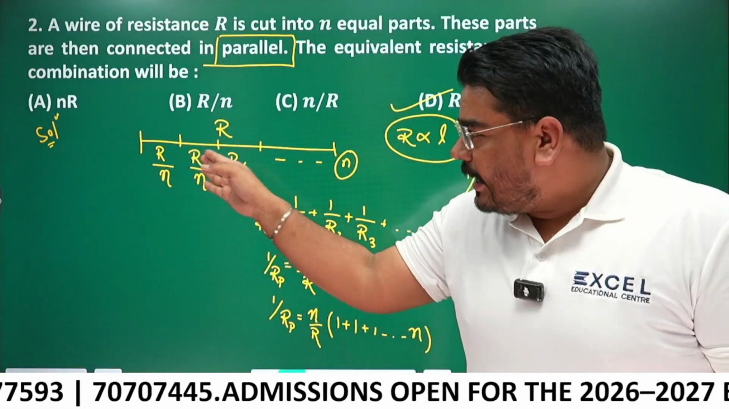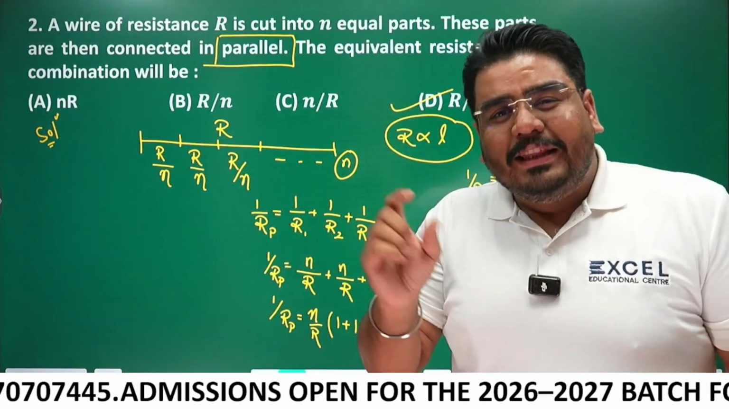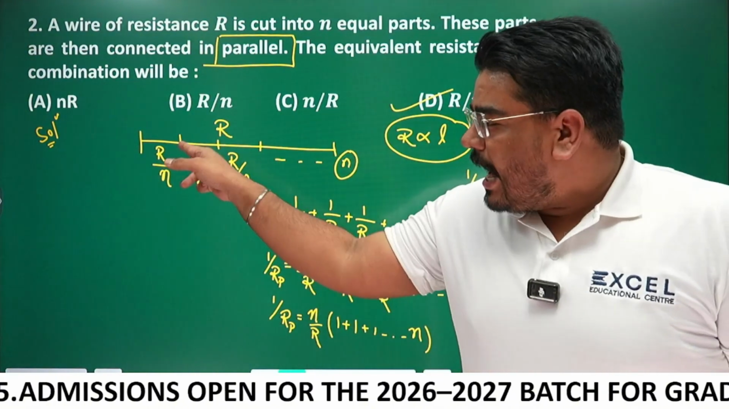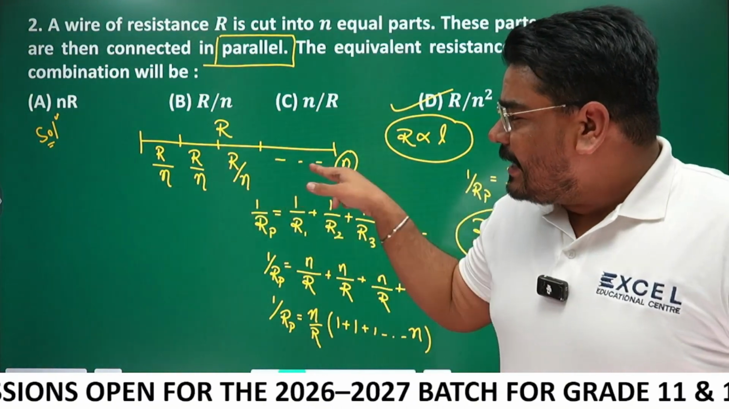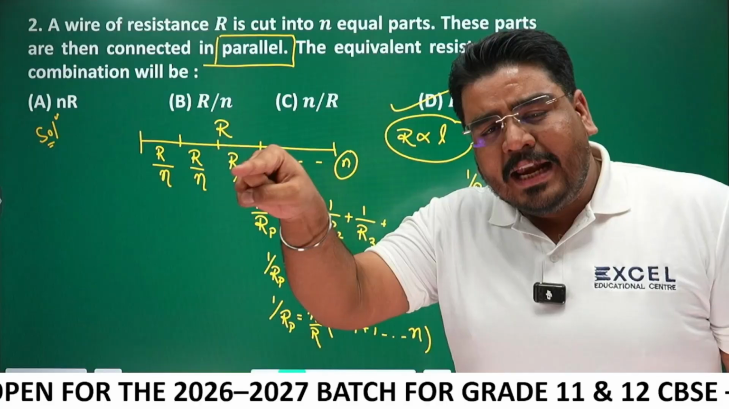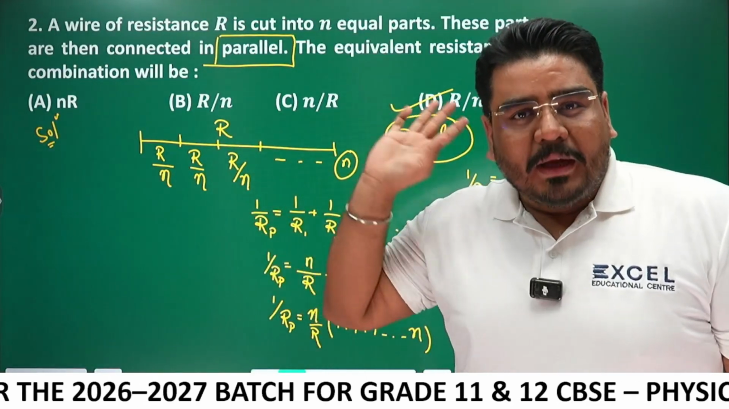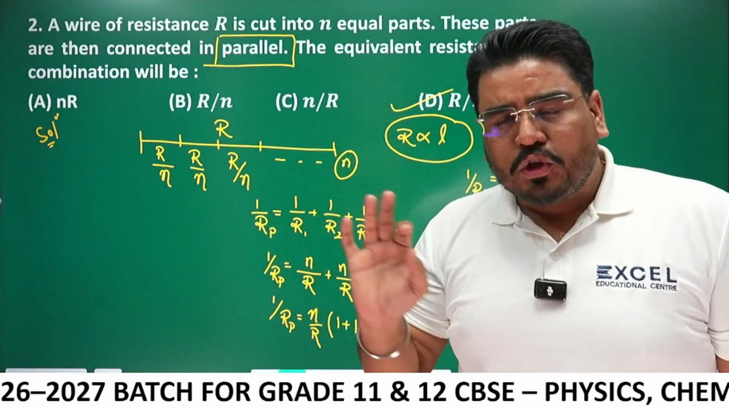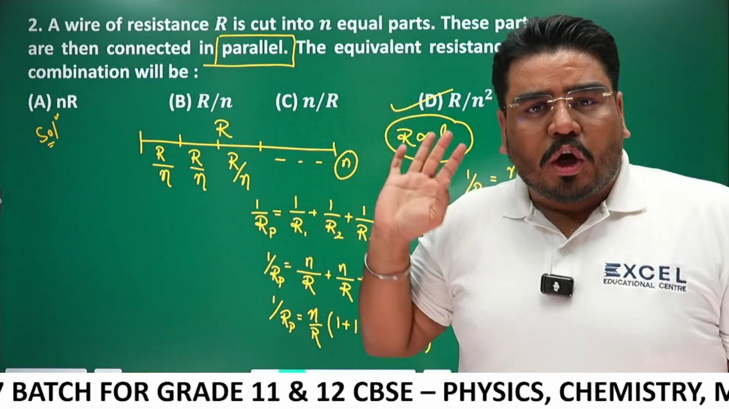Right? It was already in series. When you cut it out, then you made it as R by N. So R by N, if I connect it N times, so R by N times N, in a series, result will come out to be R. Don't be confused. I hope you guys can absorb this information.